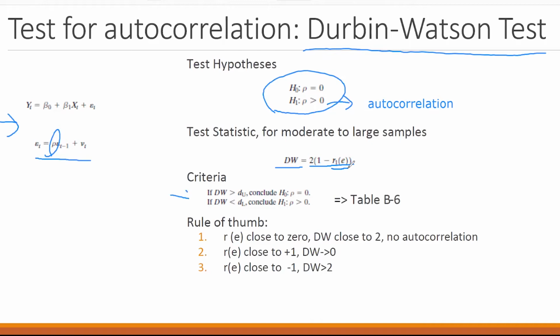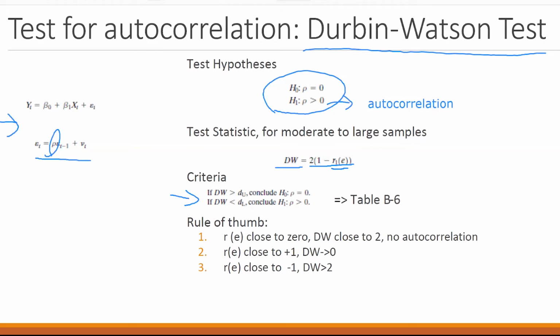We do have a threshold. It shows here that if the Durbin-Watson test statistic, or DW, is greater than DU, we will conclude that the null hypothesis is true. If the DW is less than DL, we will conclude that the alternative is true. So DU and DL represent the upper limit and the lower limit. In other words, if DW is greater than the upper limit, we conclude that the null is true. If the DW is lower than the lower limit, then we conclude that there's autocorrelation.